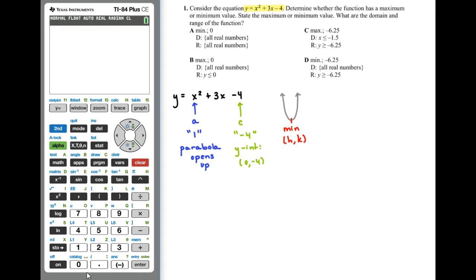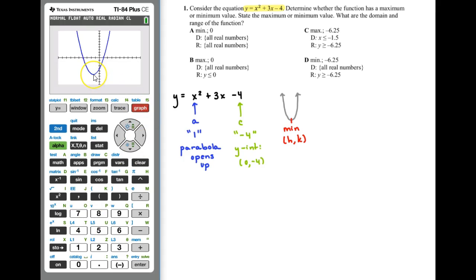Let's go ahead and take a moment to graph this on our calculator, and then we'll see how to solve this using some algebra. We're going to go to y equals on our calculator screen, and we're going to type in the standard form equation exactly as we see it. It'll be x squared plus 3x minus 4. And when you're ready, go ahead and hit graph.